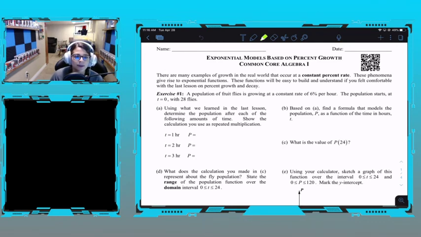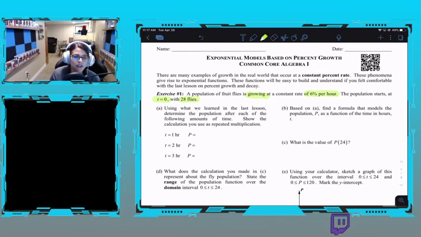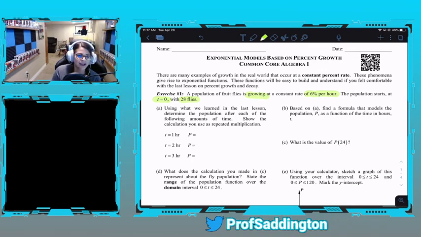Let's start with an example. A population of fruit flies is growing at a constant rate of 6% per hour. Super important, and it's growing. The population starts when time is equal to 0 with 28 flies. Part A says use what we learned in the last lesson. Determine the population after each of the following amounts of time. Show the calculation you use as repeated multiplication.